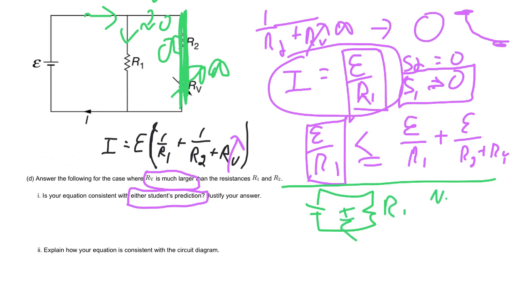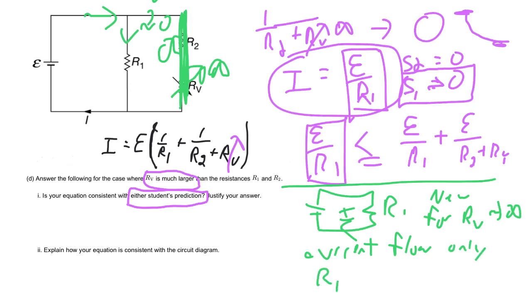So this would be our new circuit for RV large. I'm just going to say approaching infinity. And so current still flows. Remember, that's the key idea. Current flows only through R1. So it's not going to be 0, but it's only going to flow through R1, and there'll be 0 through that other branch.